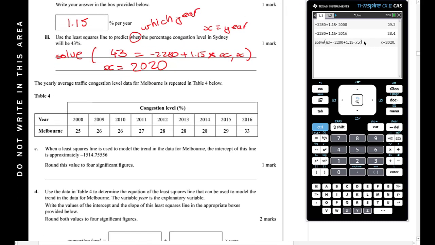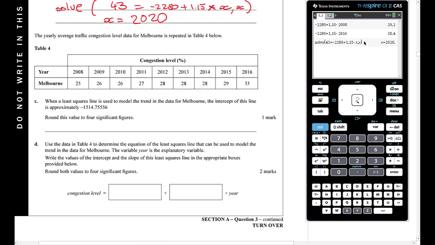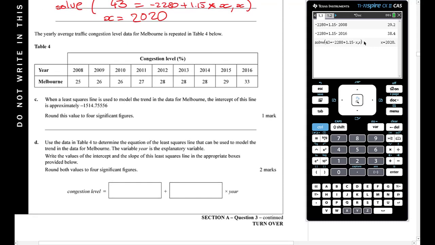Let's go on to the next part of the question. All right. So now it's talking about Melbourne. So when a least squares line is used to model the trend of data for Melbourne, the intercept is approximately this value here. It just says around four significant figures now. Remember, significant figures are important in keeping in mind what you're doing. If I've got 4 significant figures, I'm after these first 4 here.